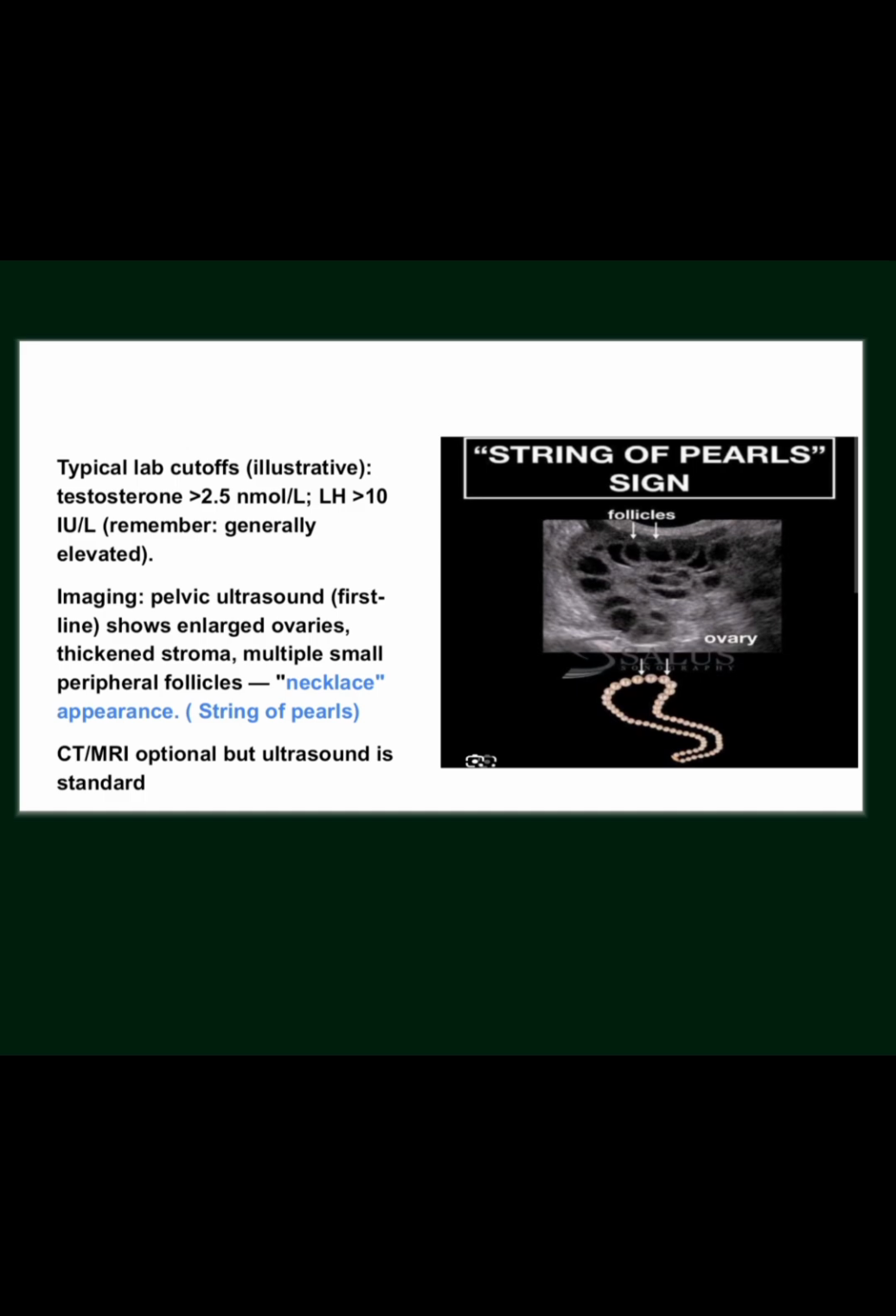So there are multiple follicles, so there should be at least 8 to 11, or 8 to 12. At least you can see that there are more than 8 here. Okay, you can also see a string of pearls there. That's why we describe it. You can also do a CT and MRI, but ultrasound is the gold standard imaging.